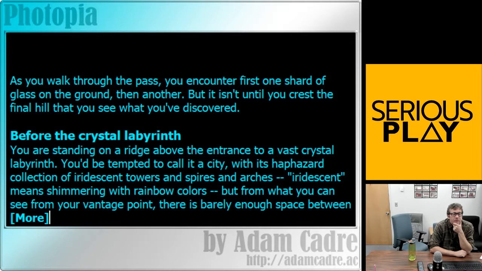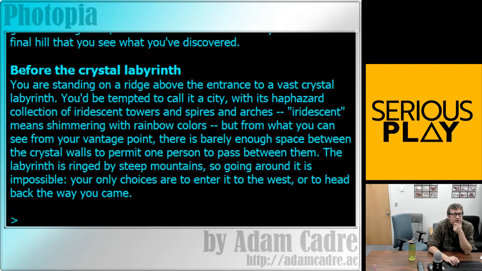Iridescent means shimmering with rainbow colors, but from what you can see from your vantage point, there is barely enough space between the crystal walls to permit one person to pass between them. The labyrinth is ringed by steep mountains, so going around it is impossible. Your only choices are to enter it to the west or to head back the way you came.